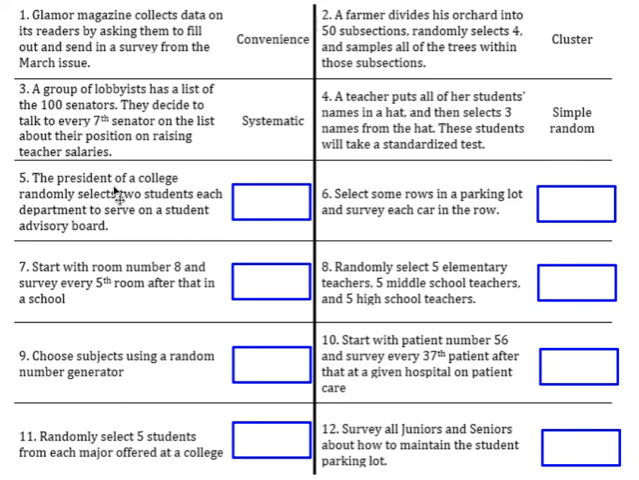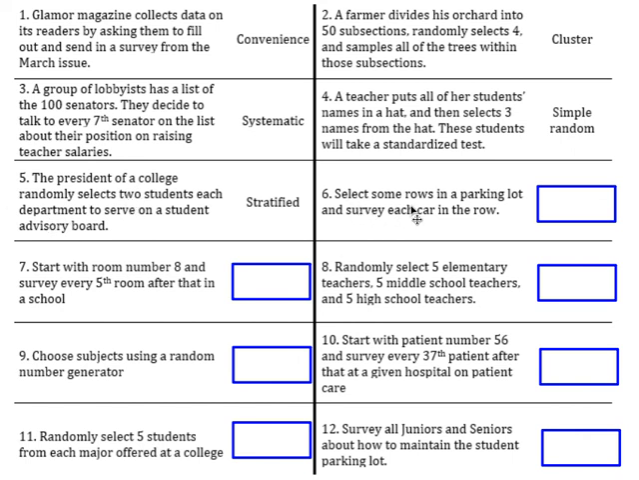always. Number 5, the president of a college randomly selects 2 students from each department to serve on a student advisory board. So, president of a college, 2 students from each department. Department is going to break the students into groups, and then 2 from every department. This is going to be stratified because I am doing some of all groups.